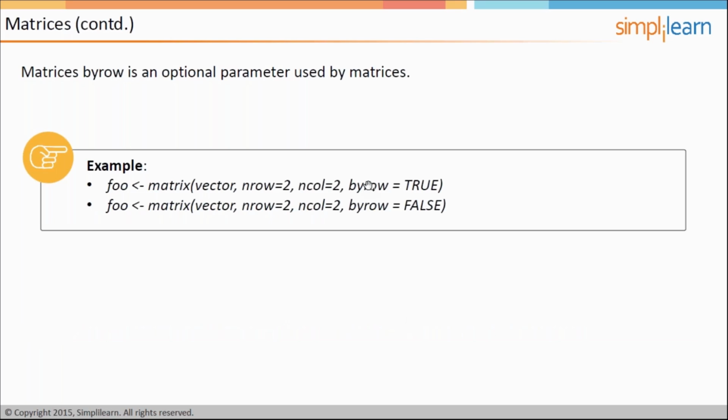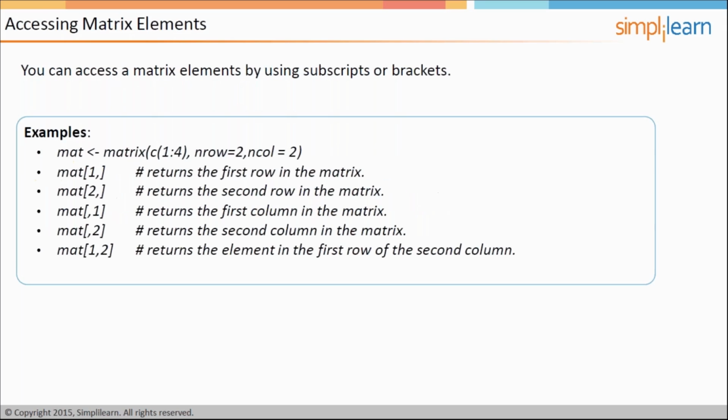This is a little optional parameter that some people like. It's by row, and it allows you to interchange the configuration of the matrix from a column to a row format. Some people use by row and enjoy using it that way.